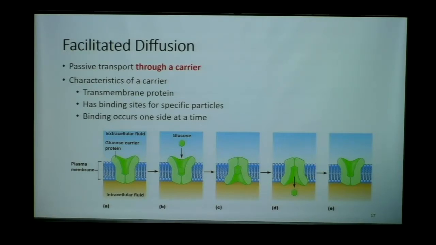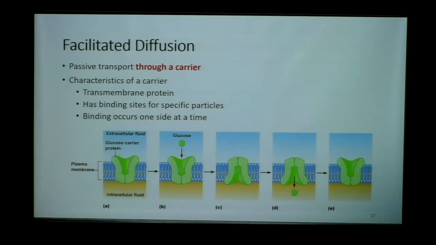Now they're highly specific, meaning just like enzymes, they're only going to bind one type of molecule or one type of particle at a time. They're also one-sided, meaning that because they have to undergo this conformational shape change, what we'll see is that the protein interacts with a molecule on one side of the membrane, has a shape-shifting conformation, and then the molecule can interact with the other side of the membrane as well. So let's look at what that could look like.